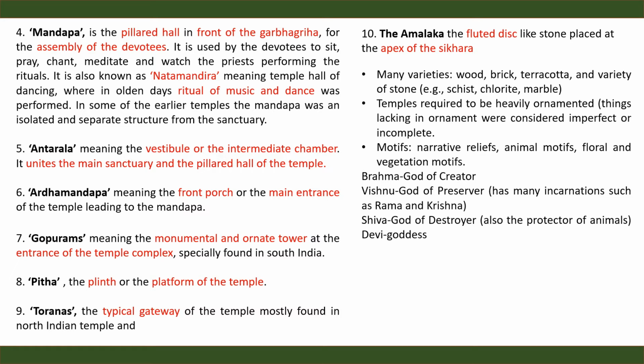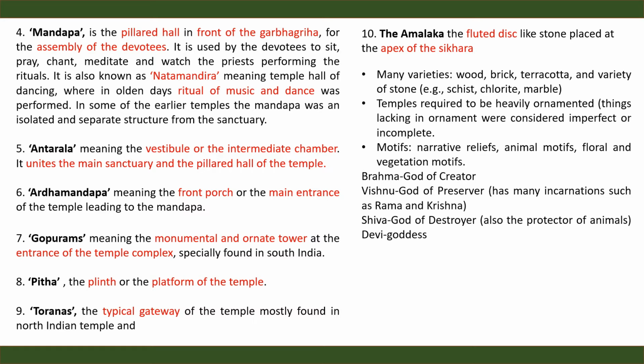In some of the earlier temples, the Mandapa was an isolated and separate structure from the sanctuary. But now, the Mandapa and the main sanctuary are connected by an intermediate chamber or vestibule, that is Antarala, which unites the main sanctuary and the pillared hall of the temple. Next is Ardha Mandapa, which means the front porch or the entrance of the temple which leads to the Mandapa.